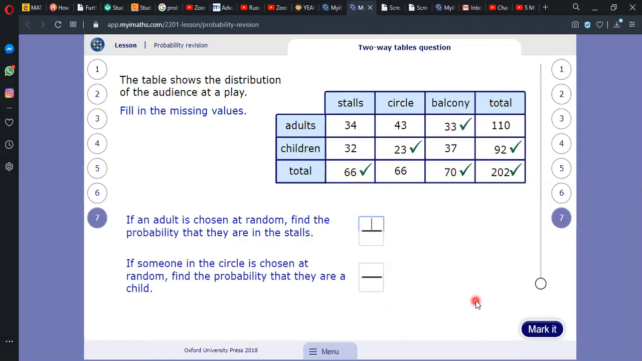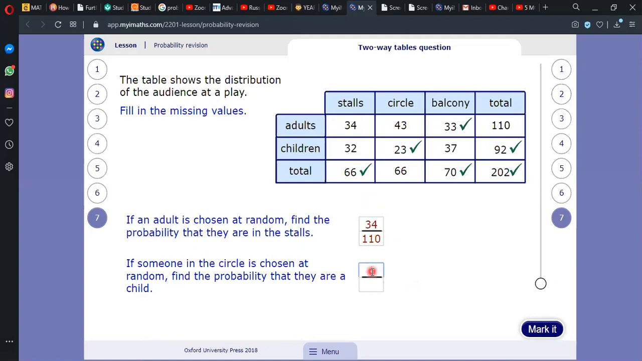If an adult is chosen at random, can you see the condition now? It is an adult that is chosen at random now. So the focus is on adults. The total of adults, where are the possible outcomes now? That should be 110 now. If an adult is chosen at random, find the probability that they are in stalls. How many adults are in stalls? That's 34 right here. So you have 34 over 110.